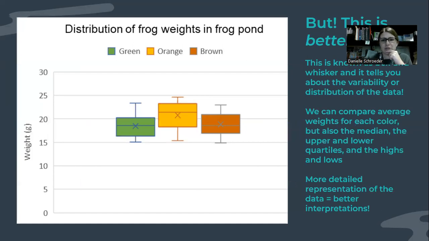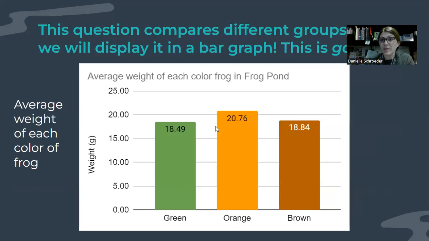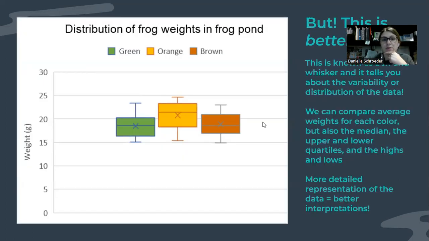Let's try something different here. This is a box and whiskers plot, okay? So we've got our green frogs, our orange frogs, and our brown frogs. The box and whisker plot is a much more powerful display of data because not only is it showing you the average, this middle line here, this is the average for each color. That corresponds very well with this graph right here. That's the same levels that you're seeing at the top of these bars, okay?